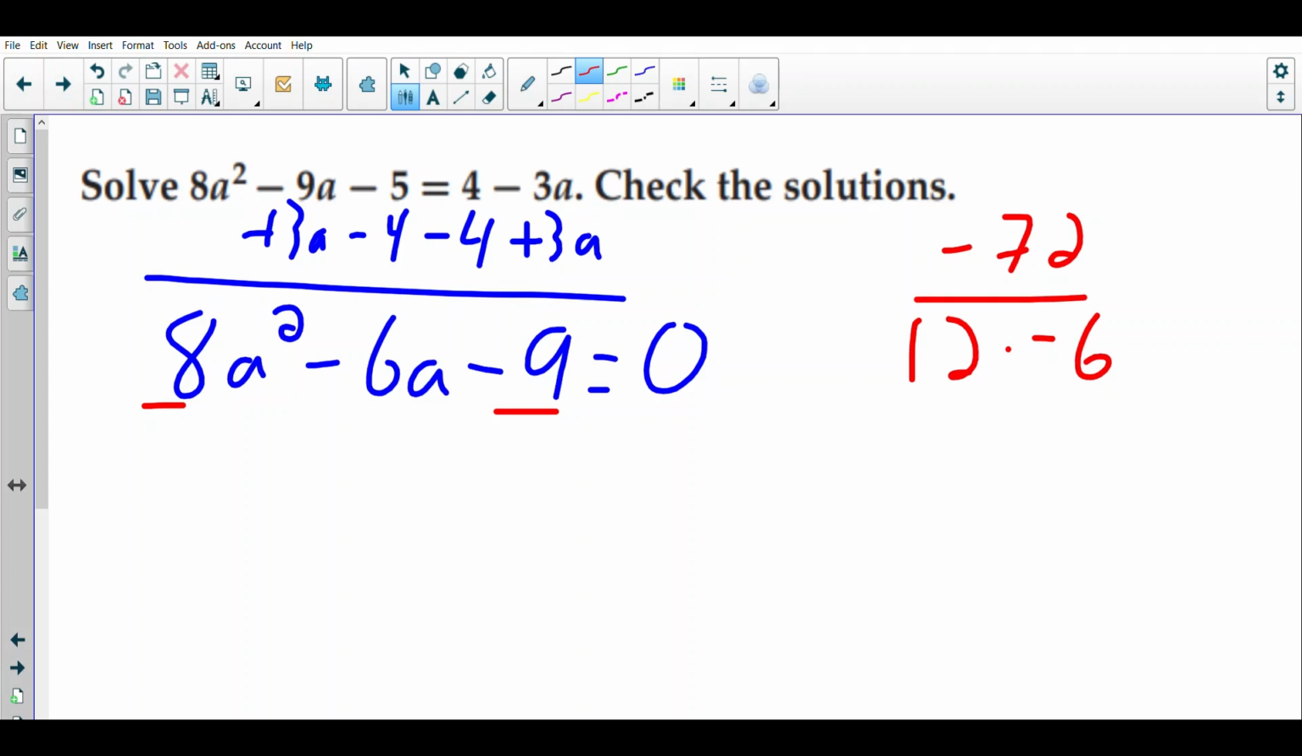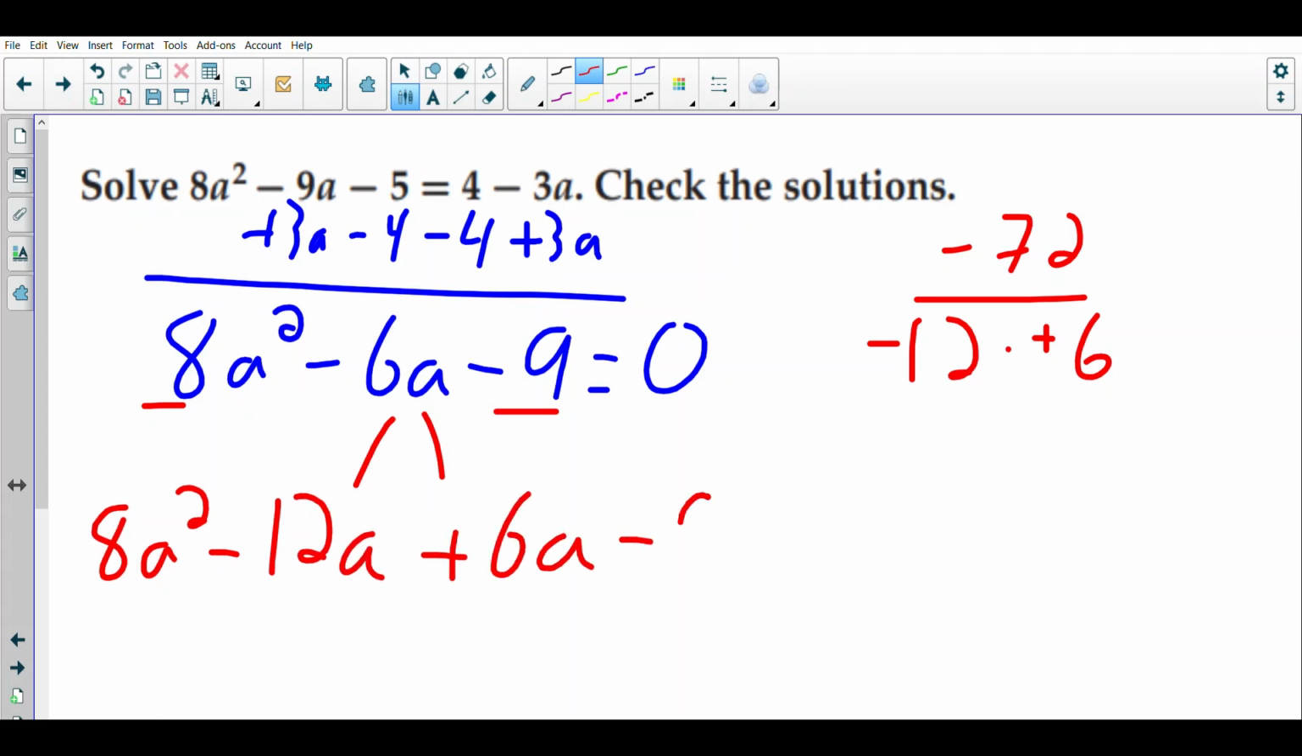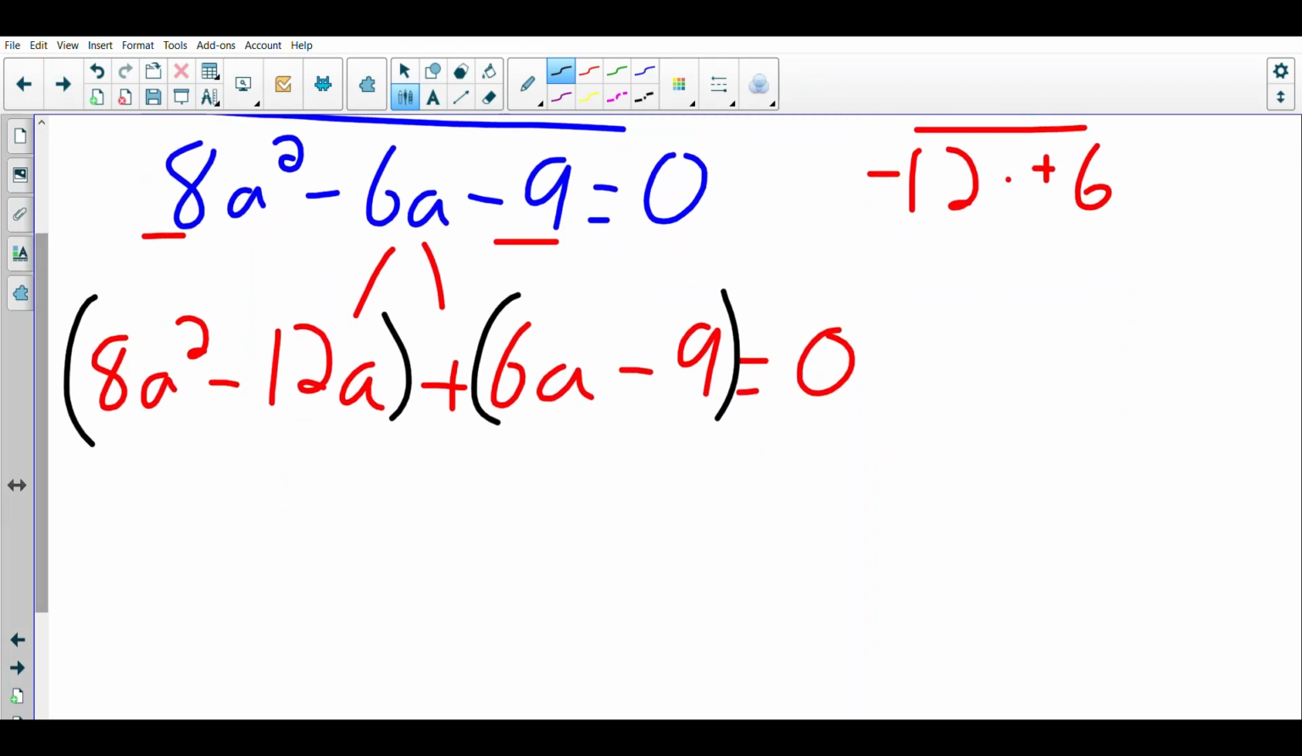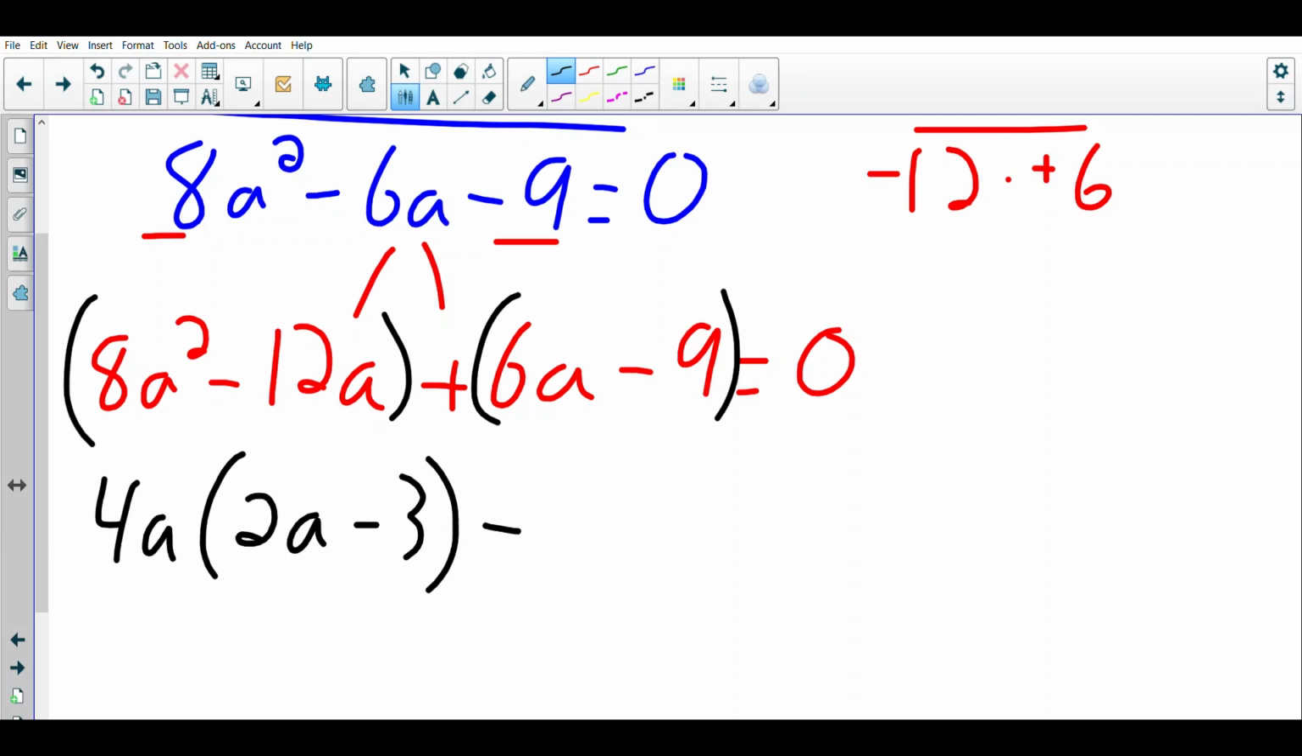And I know that we go 12 times negative 6. Actually, we won't need to add up to negative 6, so I'm going to switch those around. Negative 12 times positive 6. So I have 8a squared minus 12a plus 6a minus 9 is equal to 0. And go right back to what we did in the last couple sections. So I see I can take out a 4a, so I'm going to take out 4a. And I'm left with 2a minus 3. Plus here I can take out a 3, so I'm going to take out 3, and I'm left with 2a minus 3 equals 0.